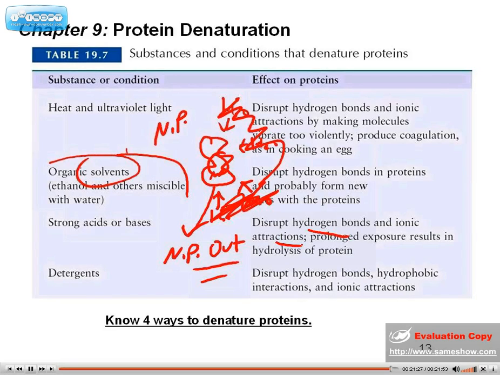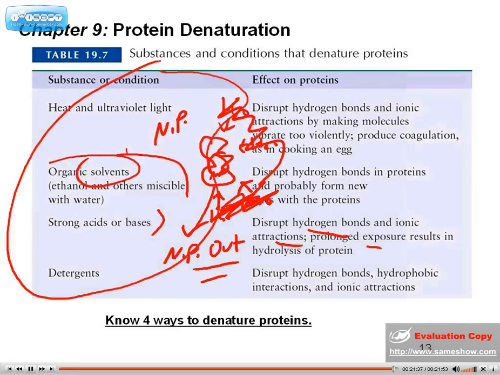On the strong acids and bases, with prolonged exposure, it will eventually disrupt the peptide bonds as well. Although, when I ask you questions on these, they're only for denaturing proteins. And finally, detergents, soap. Soap is made up of, again, positive and negative charges, which will compete with and interfere with the side chain intermolecular forces.